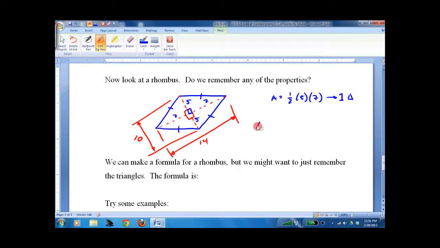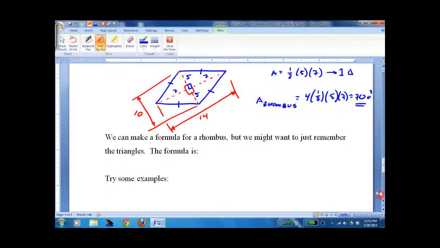And for the rhombus, there's 4 of those triangles. They're all congruent. So we would get 4 times 1/2 times 5 times 7, which is 70 units squared if we want to go there. And that's how I do the area of a rhombus.